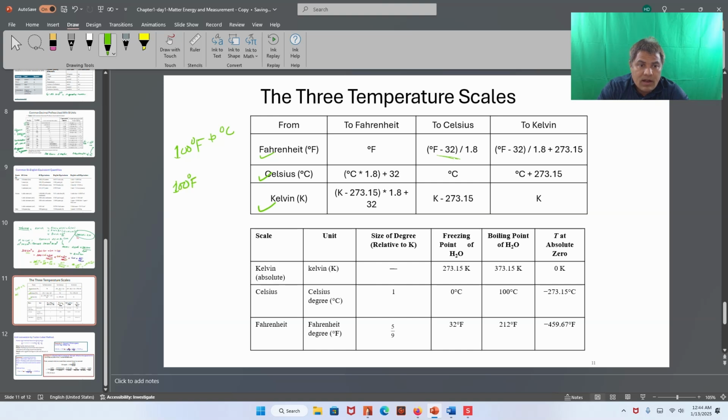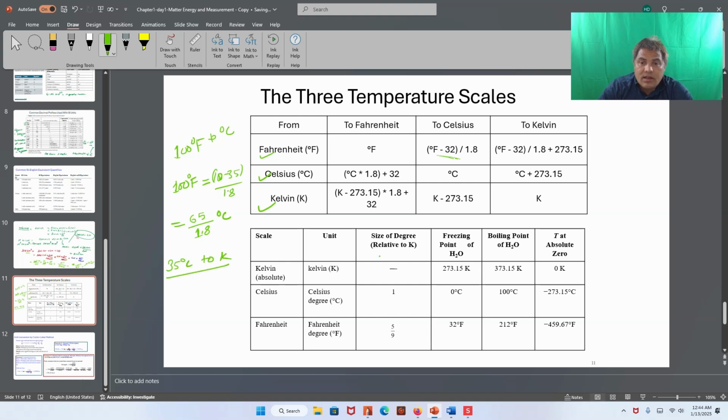100 degree Fahrenheit is equal to, plug in the value here. Okay, 100 minus 32 divided by 1.8. Yes, use your calculator and get the values. 100 minus 35 is 65. 65 divided by 1.8, that is degree centigrade. Okay, now let's say 35 degree centigrade to Kelvin.